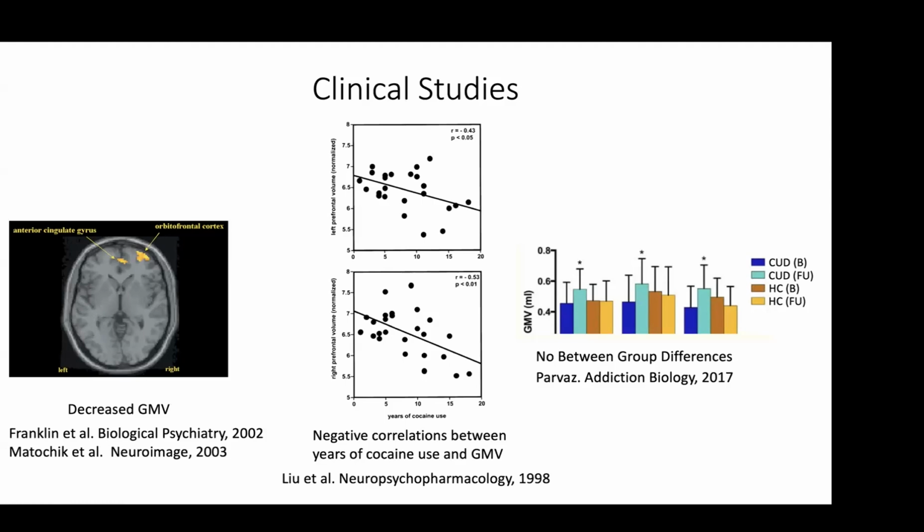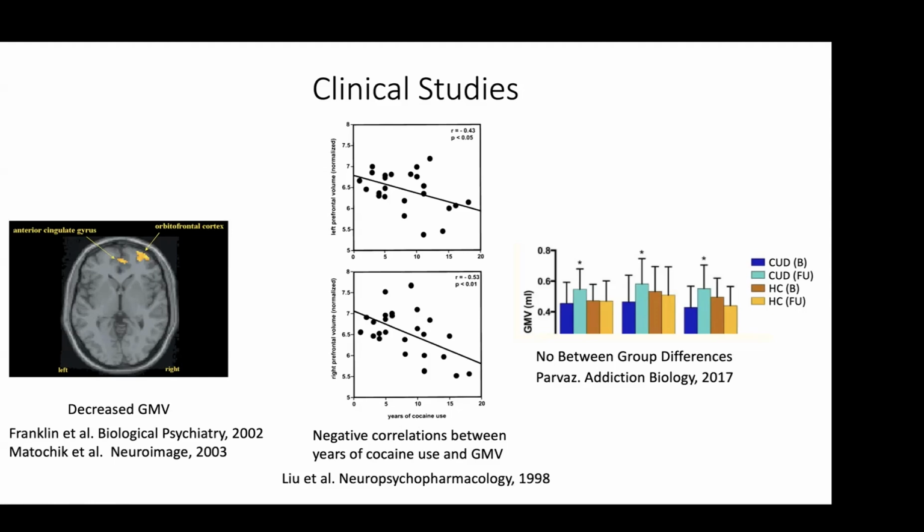Then we know that we have access to structural MRI, and at the level of structural MRI, there have been several papers showing reduction in the gray matter volume after exposure to cocaine in similar regions to the preclinical studies, the prefrontal cortical structures. Also, some of those studies show correlations in which the longer the lifetime years of cocaine use, the lower the gray matter volume. But there are some mixed results in this literature.